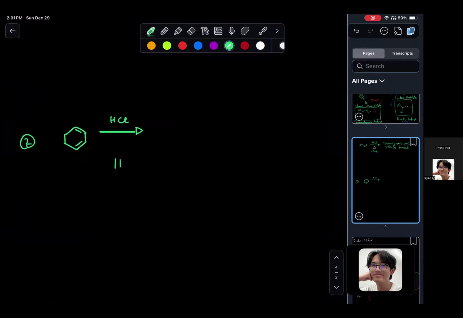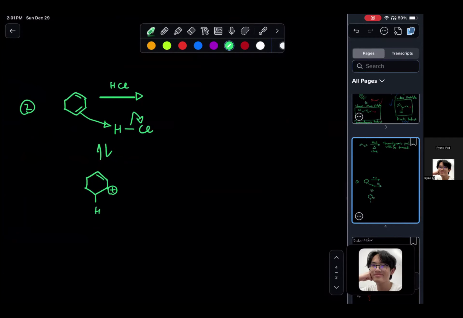Alrighty, cool. So an HCl here, that's going to come into here. It's going to pop up onto here. We're going to end up with this. H right here. We put the H right there because we want to have the possibility of resonance stabilization. It's going to attack into here.